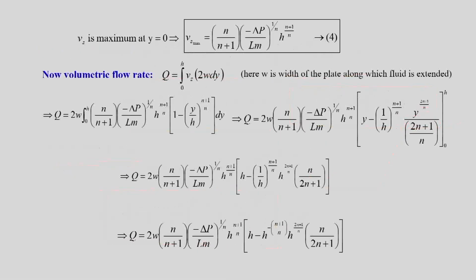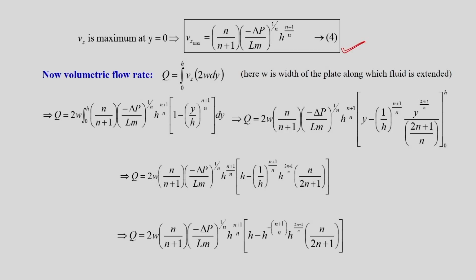Now, maximum velocity is at what location? It is at the center between two infinite plates. The center is at y equals 0. So, in the velocity expression, if you substitute y equals 0, you will get the maximum velocity Vz max equals n by n plus 1, minus delta p by Lm, whole power 1 by n, h power n plus 1 by n, right.